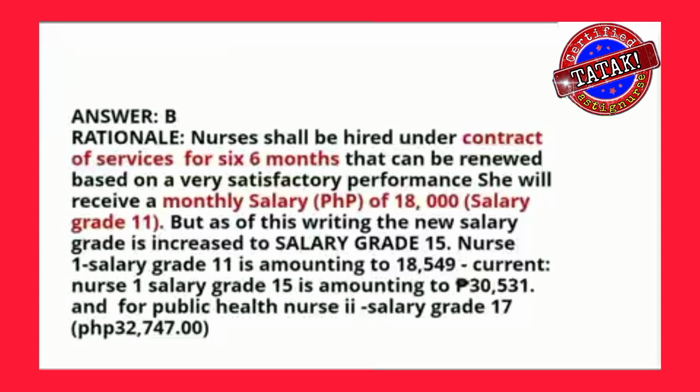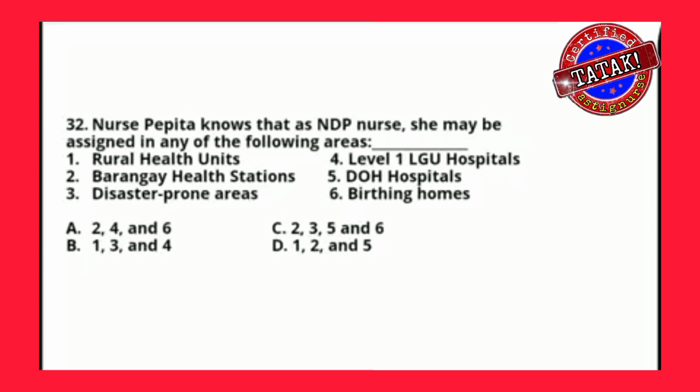Number 32. Nurse Pepita knows that as an NDP nurse, she may be assigned in any of the following areas. Number 1, rural health units. Number 2, barangay health stations. Number 3, disaster prone areas. Number 4, the level 1 LGU hospitals. Number 5, the DOH hospitals, or number 6, birthing homes. So A, 2, 4, 6, B, 1, 3, and 4, C, 2, 3, 5, and 6, or D, 1, 2, and 5. So kung ikaw ay ma-hire as an NDP, saan ka kaya ilalagay dito? Okay?